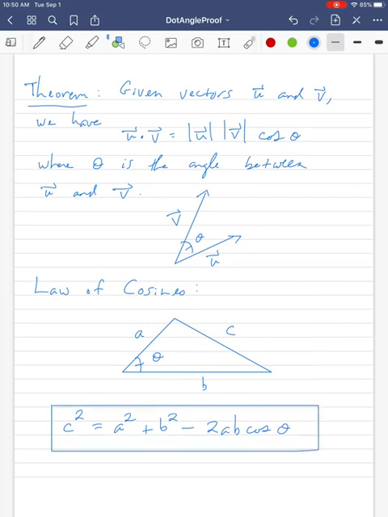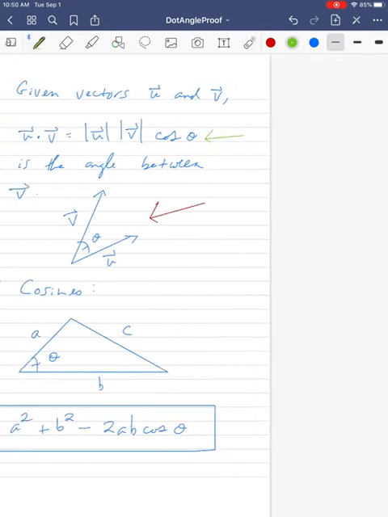This is why the theorem above is true. I'm going to cast the picture that we have right here in terms of the law of cosines, and what's going to pop out is exactly the thing we want, this identity. That's the strategy. Let me show you how we do that.